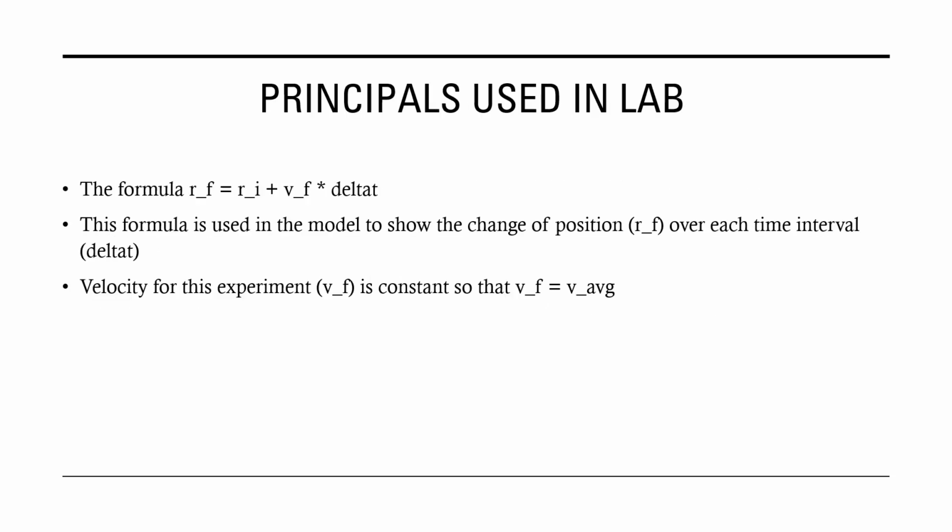Principles used in lab. For this lab, we use the position update formula with the velocity in the formula being the final velocity, which is equal to the average velocity because the velocity is constant.